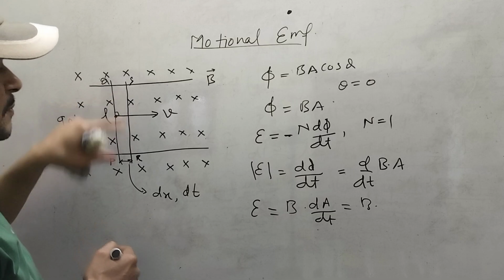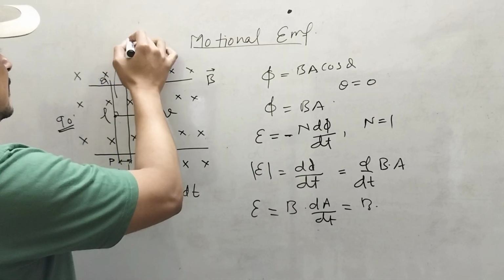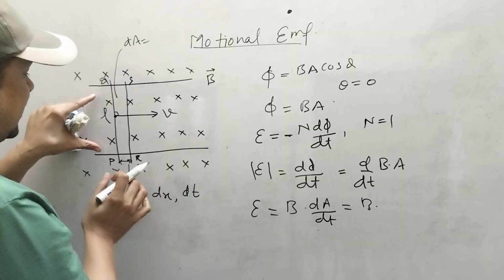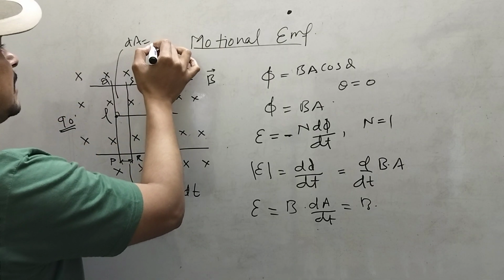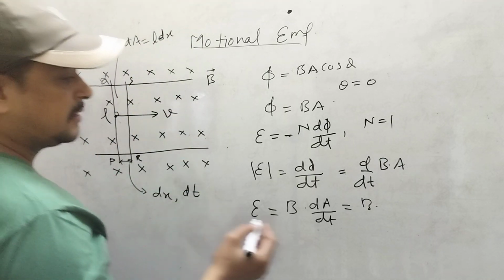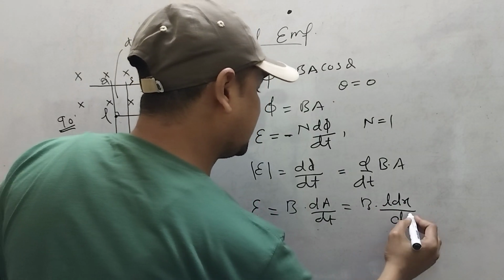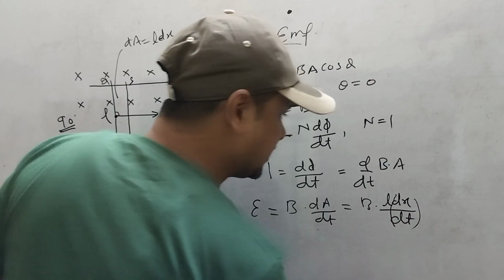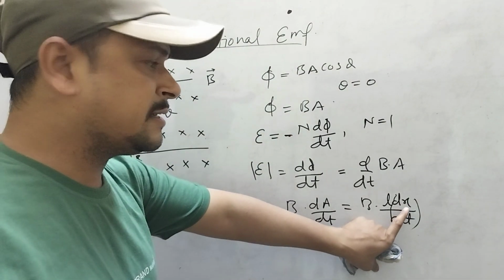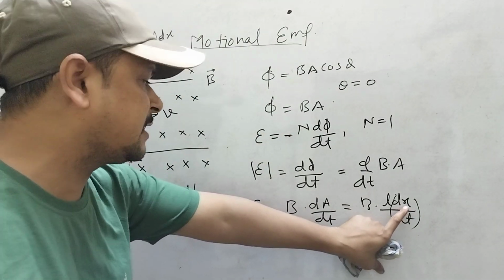So L dx is the small area here. dA is the length times the width, which is L dx. So here dA means L dx divided by dt. You should know this is dx by dt, the instantaneous velocity.